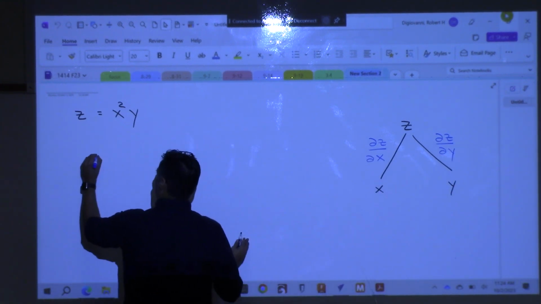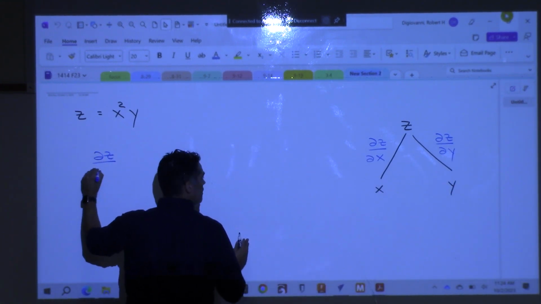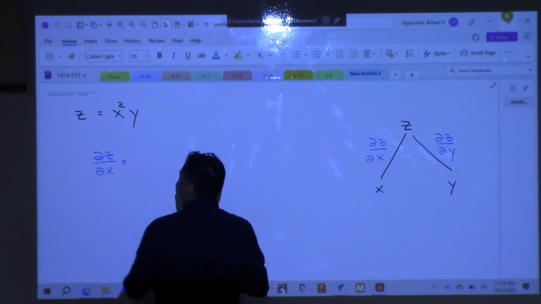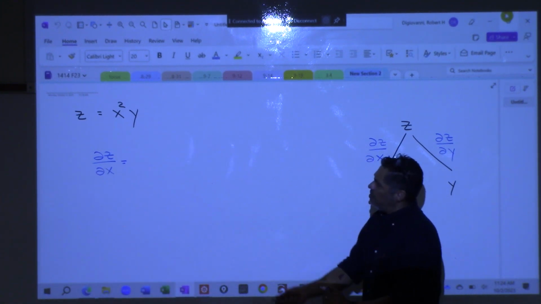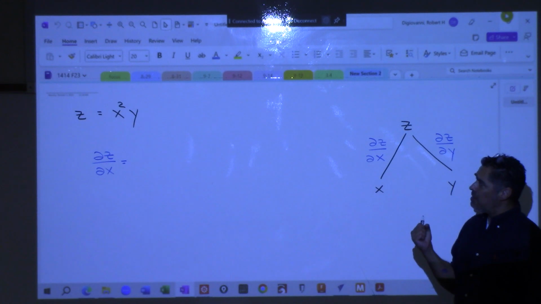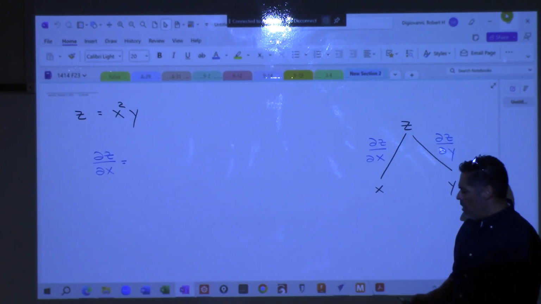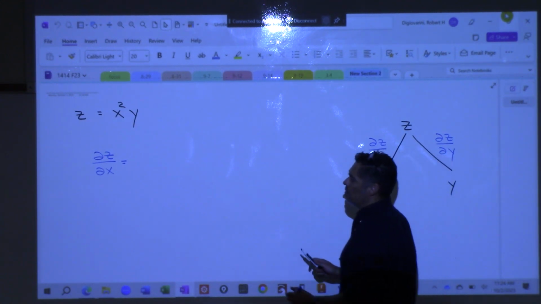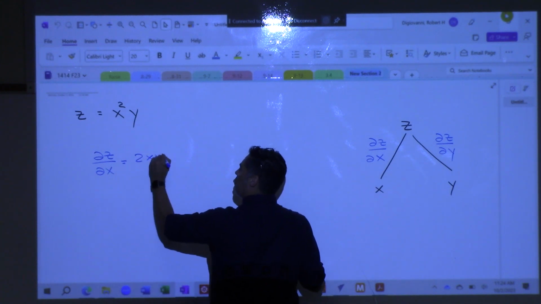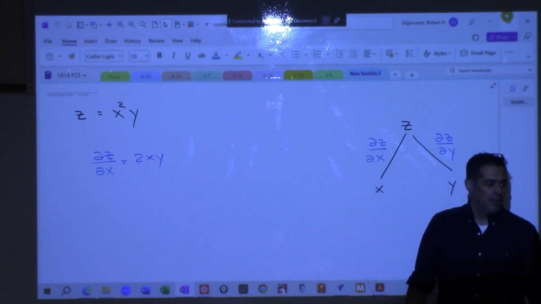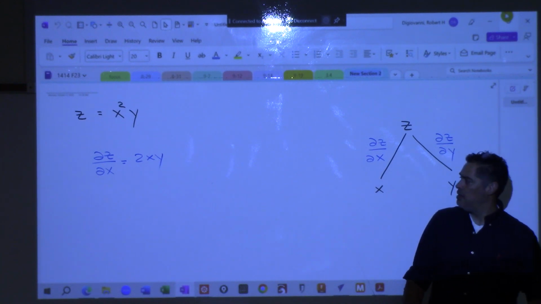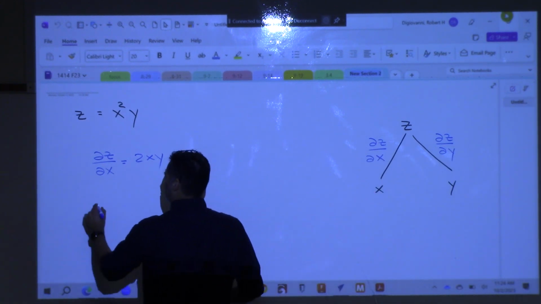So here, let's figure out what this is. What's this? Well, that's what we did last class, right? What's the partial of z with respect to x? I'm holding y as a constant. Treat y as a constant. 2xy. Right? 2xy. That's one possible derivative I could ask you for, right? Now, let's do the other one.